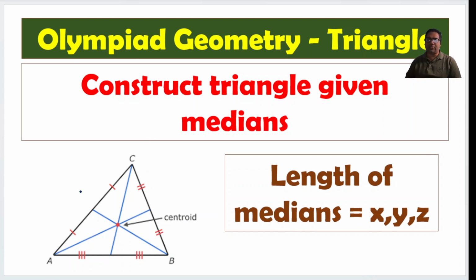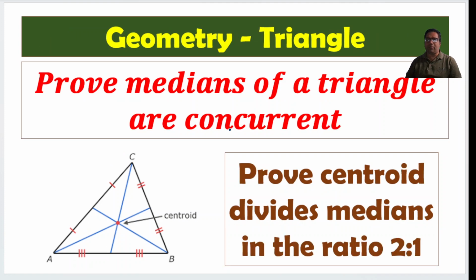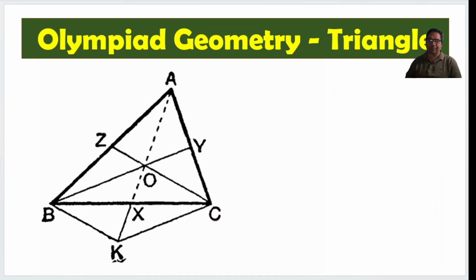For this problem, we need to understand the proof that the medians are concurrent. That means they meet at a point called the centroid, and this point divides the medians in the ratio of 2 is to 1. We have already proved this in one of our earlier sessions. Please go through that once. We will use a similar methodology here also. Okay, let's get to the solution.